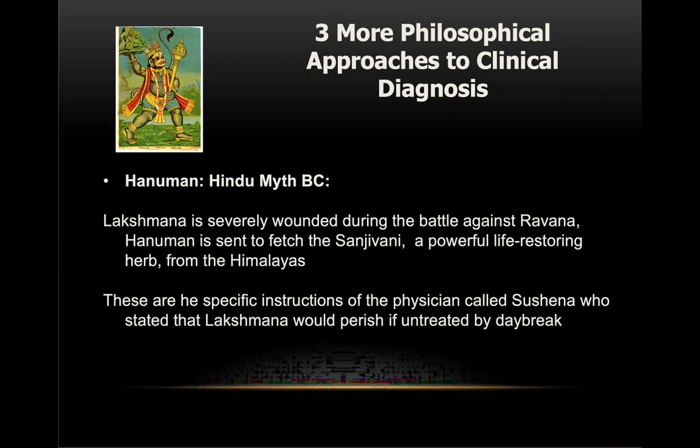Everyone will recall that when Lakshman, the younger brother of Ram, was wounded during the battle against Ravana, Lord Hanuman was the one sent to fetch a powerful, life-restoring herb all the way from the Himalayas. The physician was called Sushena, and he said that only if they got it before morning would Lakshman survive. Otherwise, it would be very, very difficult, isn't it? That's what was said.